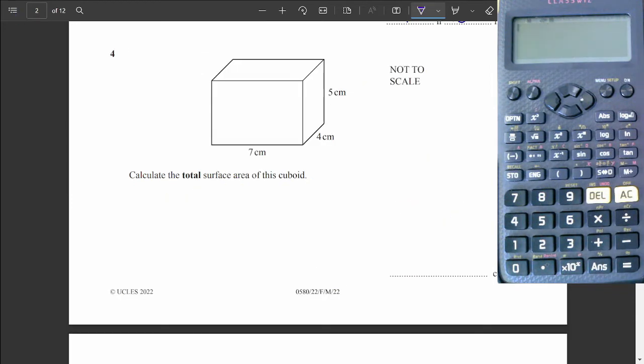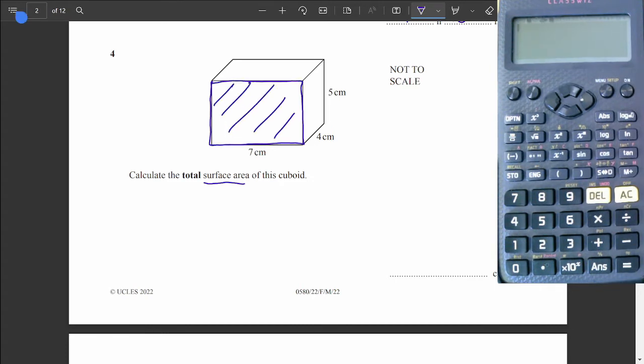Question 4, you might think it's silly, but the most common mistake in the exam is working out the volume instead of the surface area. Okay, remember surface area, there are 6 faces. We need to work out the area of each, starting with the front face.